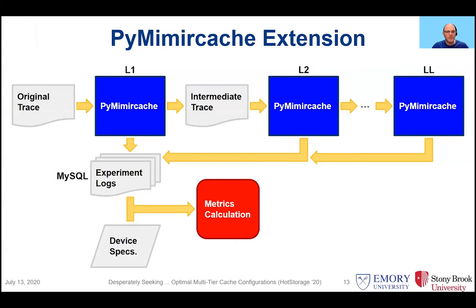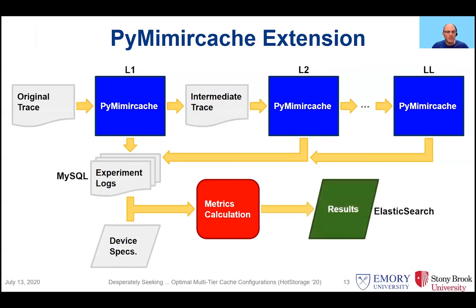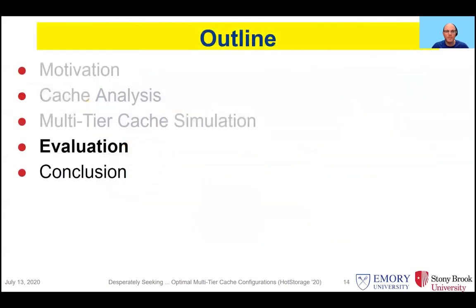So we take a set of device specifications, including prices, capacities, and average latencies, and calculate metrics such as average throughput using the operation counts of each experiment. The script generates all possible combinations of devices, calculates metrics for them, and then stores the final results into Elasticsearch. I'll now present some interesting and counterintuitive results obtained using our simulator.